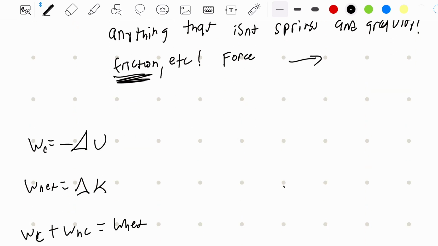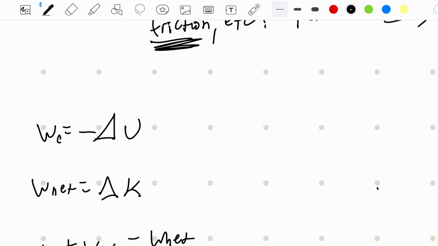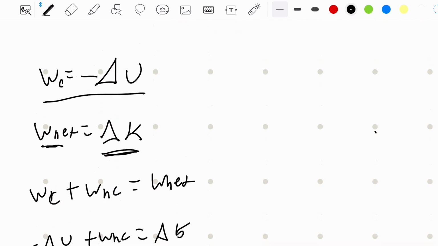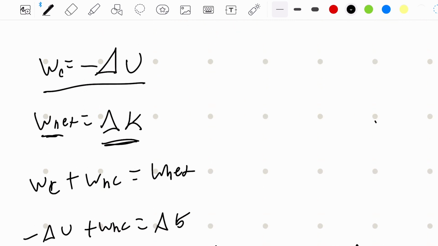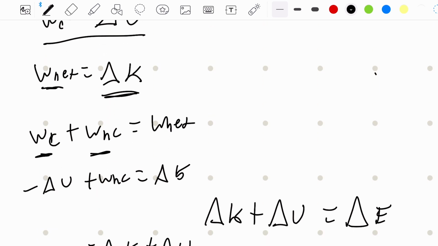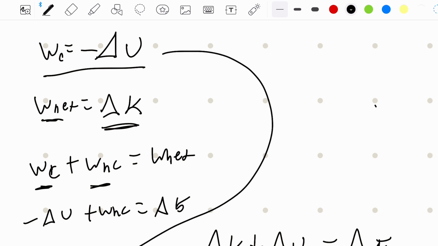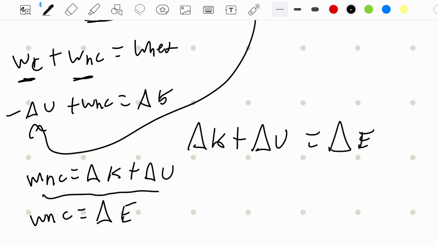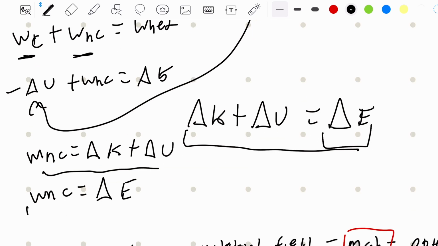So let's get into the work energy theorem. Conservative work is defined as the negative change in potential energy. The net work, the total work, is defined as the change in kinetic energy. So if you have W net, you can say that W net is equal to the conservative work plus the non-conservative work. You can then substitute in this negative delta U into here and move that over, and you have that work non-conservative is equal to the change in kinetic energy plus the change in potential energy. This is also known as the total mechanical energy. So you can say that W NC, the non-conservative work, is equal to the total change in mechanical energy.